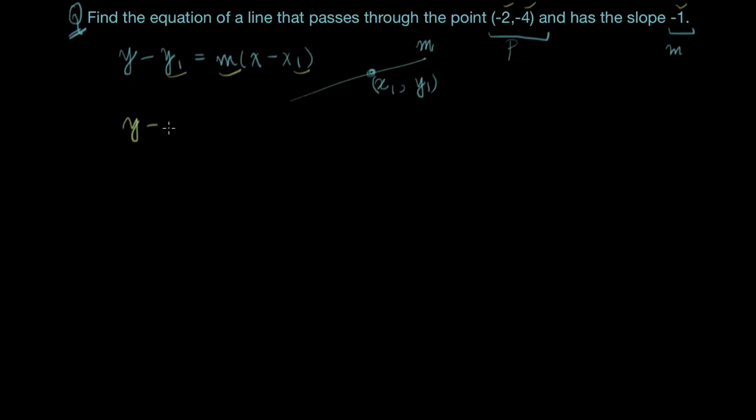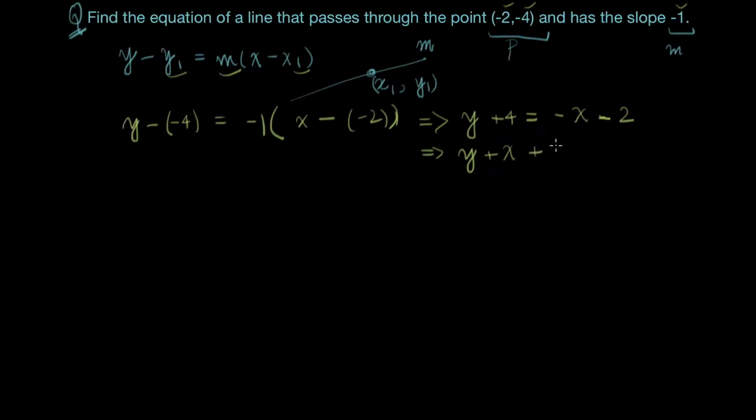So let's do that. That is y minus the y coordinate of the point through which the line passes, which is -4. The slope, which is m, is given to be -1, and x minus x1, where x1 is -2. We can simplify this, and we get y plus 4 equals -x. So you get a minus times minus, that gives you a plus, and you multiply that by -1, that gives you a minus, like so. This turns out to be y plus x plus 6 equals 0. So this is the equation of the line that passes through the point (-2, -4) and has a slope of m equal to -1.